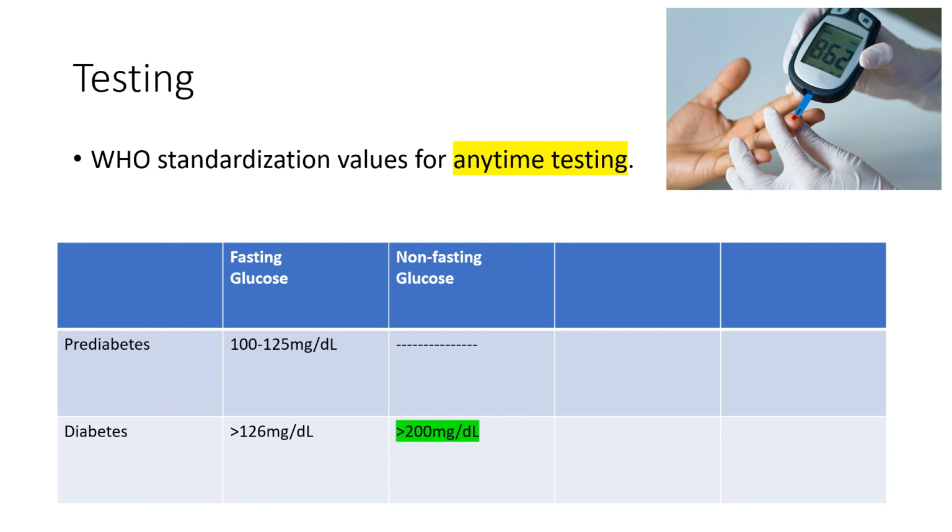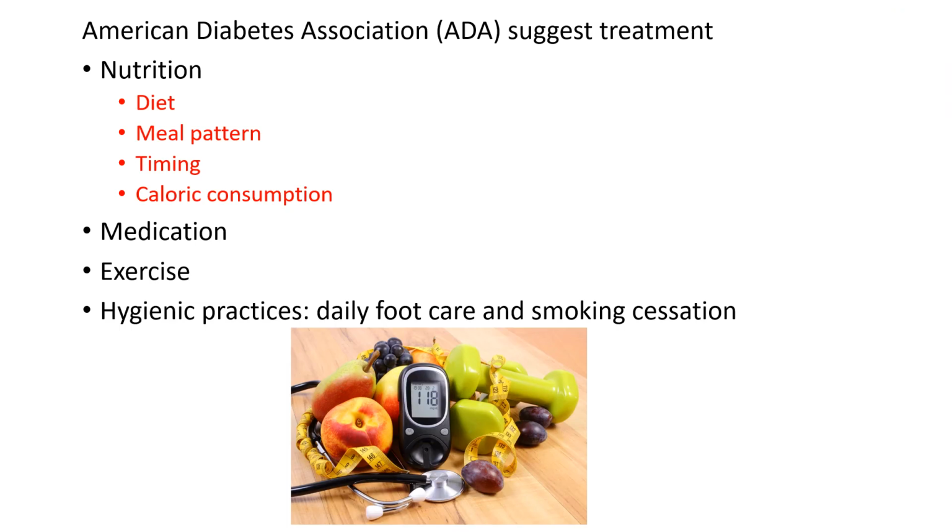If you want to test after you've eaten, you would look for the value of 200 milligrams per deciliter. So if you're below that, you're not diabetic. Anything above that, you are diabetic. The American Diabetic Association suggests treatment. And it suggests these treatments: nutrition, watch what you eat, and medication, exercise, and hygienic practices.